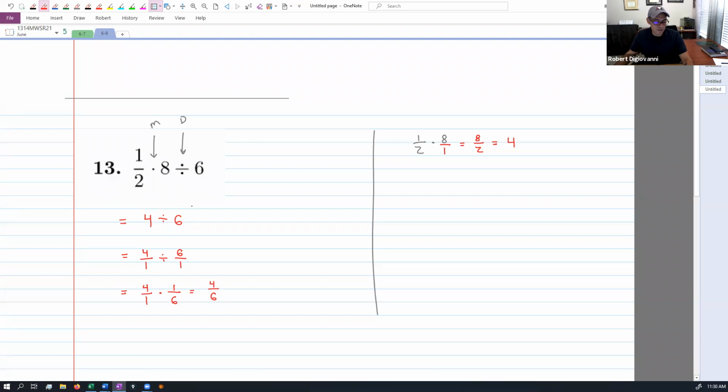So you may have just been able to look at that and say, oh, well, 4 divided by 6 really just means 4 over 6. I understand that, but I'm trying to illustrate again to you how we can use fractions to pretty much break down all of these problems. And that actually reduces, right? Because 2 goes into 2 there, and 2 goes into 6 there 3 times. So it becomes 2/3.